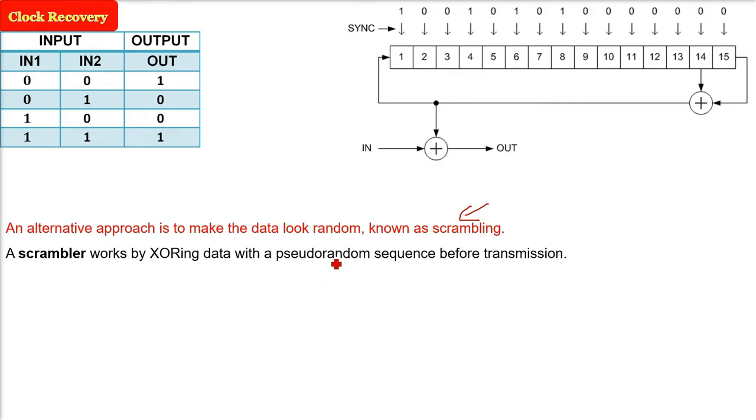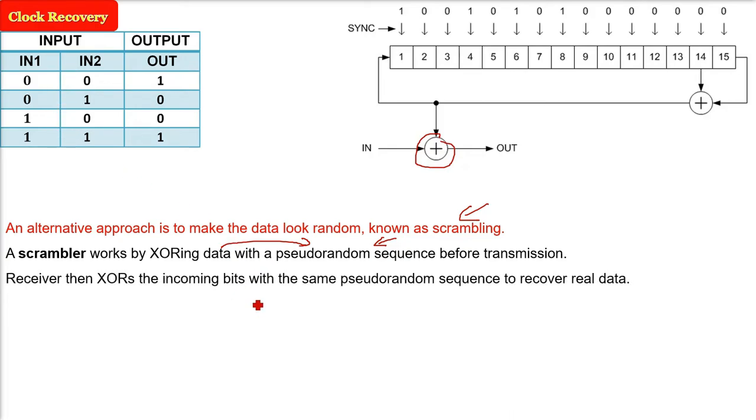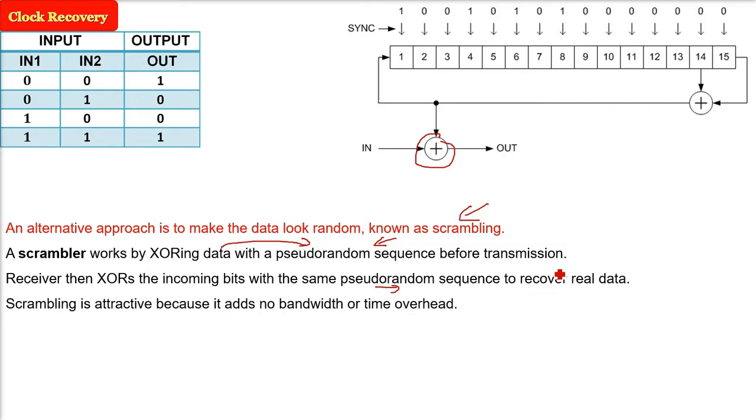Random is, if you say random 10 numbers, sometimes 1 can come, 10 can come, 9 can come. Pseudo-random is a random number that will come, but there will be some statistical or background logic. So the data will be XORed before transmission. And at the receiver end, the receiver will XOR the incoming bits with the same pseudo-random sequence that was used by the sender in order to recover the real data. So scrambling is quite attractive because it adds no bandwidth and no time overhead as well.